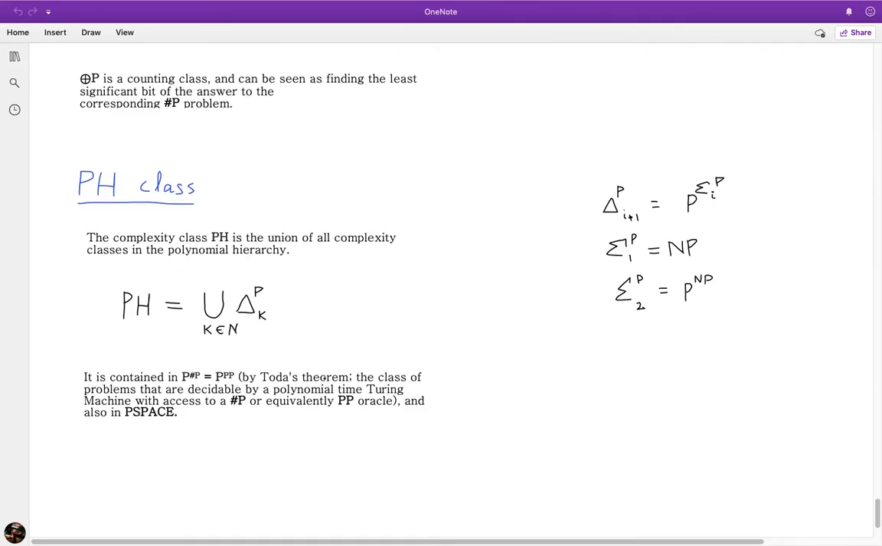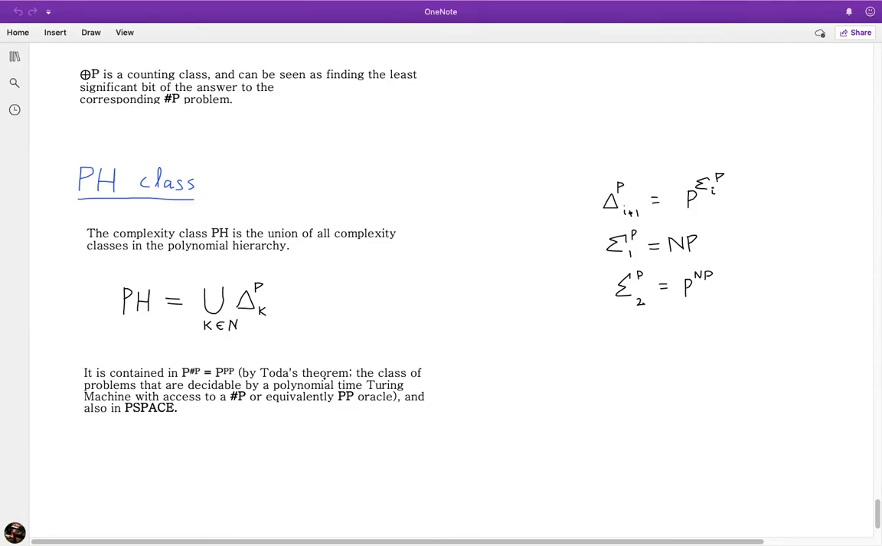So lastly, let us discuss the complexity class called PH. PH is a complexity class which is the union of all complexity classes in the polynomial hierarchy. So what does polynomial hierarchy mean? We can consider a hierarchy of classes where each of the classes is above or below in the hierarchy according to this statement over here.